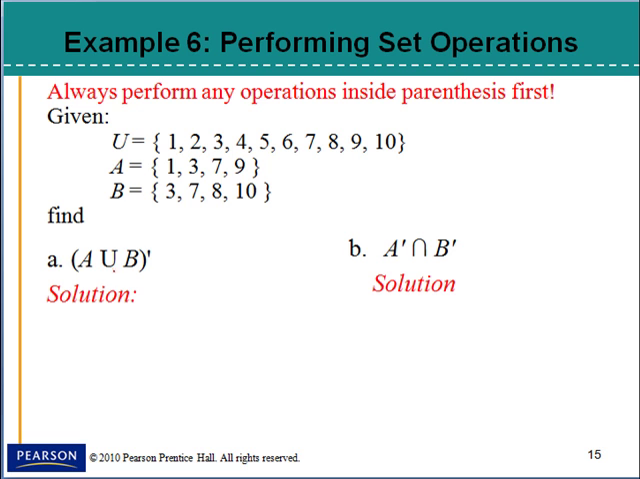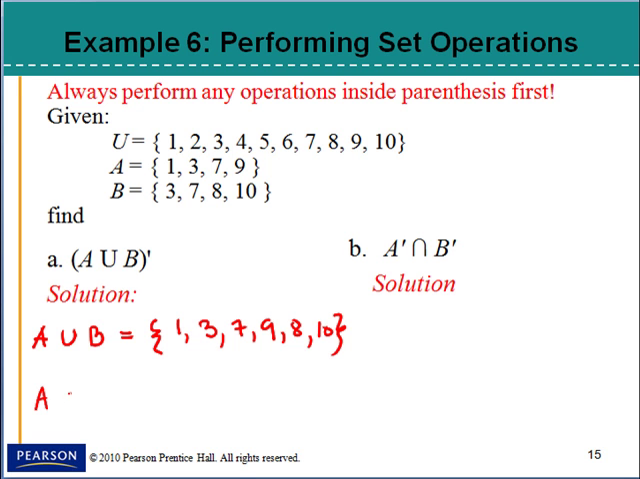Always remember to do the inside of the parentheses first. So the first thing we do is take A union B. Union means I'm looking for elements belonging to either A or B. So we have 1, 3, 7, 9, 8, and 10.